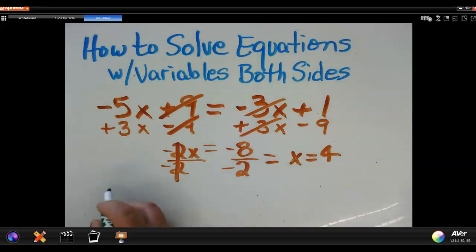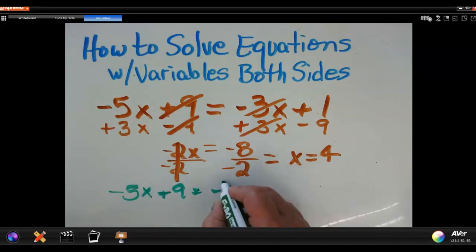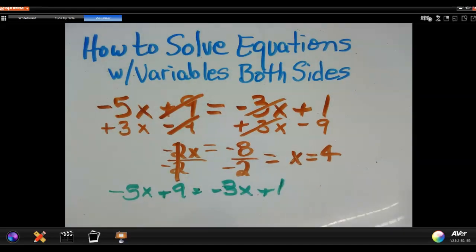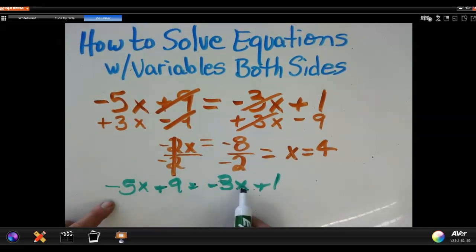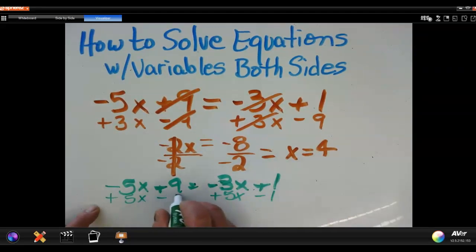Now let's do it the other way in green. So I've got negative 5x plus 9 equals negative 3x plus 1. I'm going to move this up a bit. So now I want my variables over here. So I'm going to add 5x to both sides. And I want my constants on the left side. So I'm going to subtract 1 from both sides.